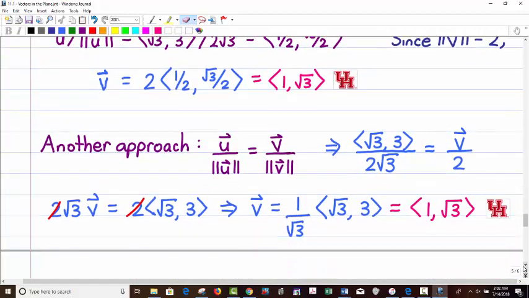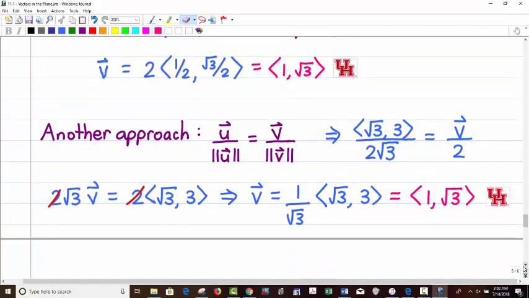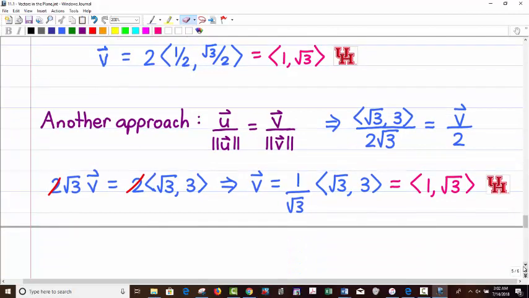Here, I just showed another way to do it. I won't go through this one, but I'll leave it there so you can look at it. I set up a common idea and made them both unit vectors, saying u is to the magnitude of u as v is to the magnitude of v. Then I had all the 3 components and the v I was solving for, cross multiplied, divided it out, and got the same answer. So that would work also.